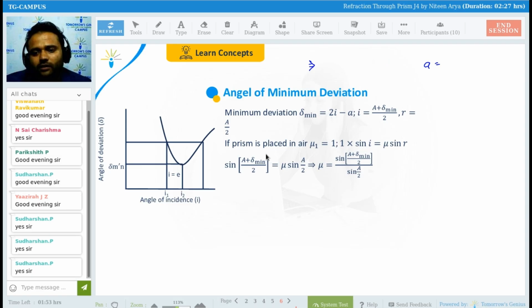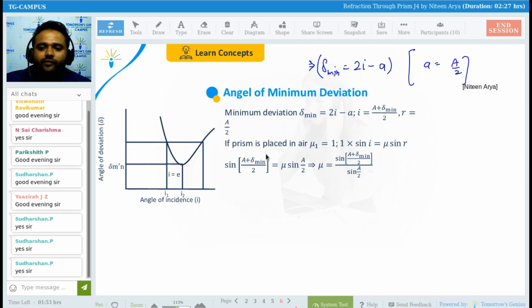Now the angle of minimum deviation, or you can say delta min, is going to be 2I minus A. I can use that where A is A by 2. Clear everyone? So this is my angle of minimum deviation. Clear beta? Using this I can find angle of incidence also and angle of refraction also. Angle of refraction we already know, R equals to A by 2, but if I want to find the angle of incidence, that is important.